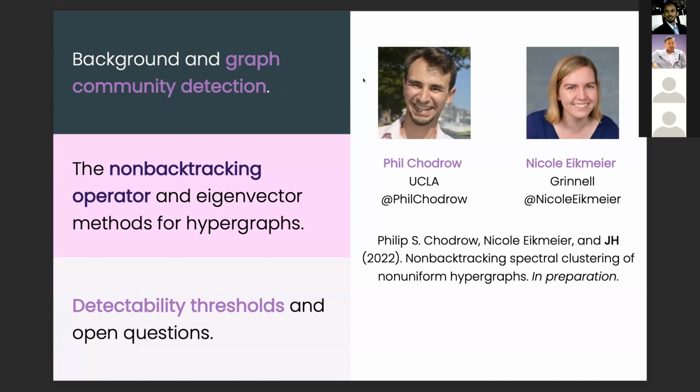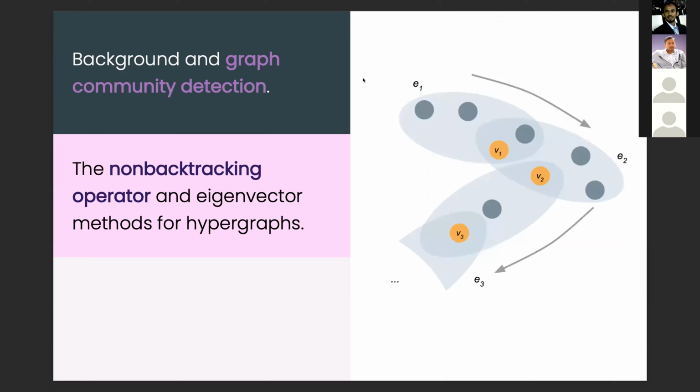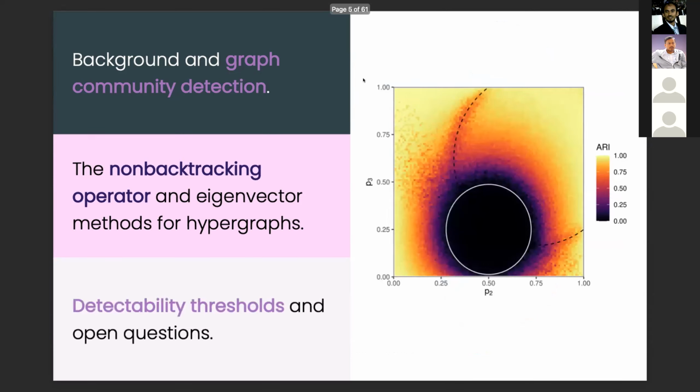We'll get there. So let me run through briefly an outline of what I'll be talking about today. I'll begin with defining some background information and reminding us of some of the techniques for community detection for graphs before moving on to hypergraph data and focusing on the non-backtracking operator, which I'll define, and proposing some eigenvector methods for hypergraphs using this non-backtracking operator. And then finally, I'll end with some comments on detectability thresholds, and I'll point to some challenging open questions, but I think very interesting ones, and ones for which we have some preliminary evidence.